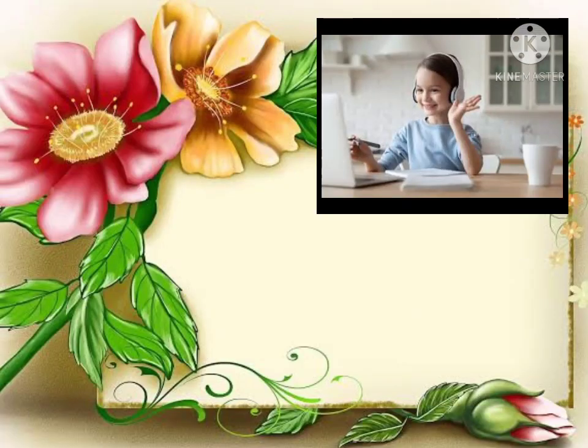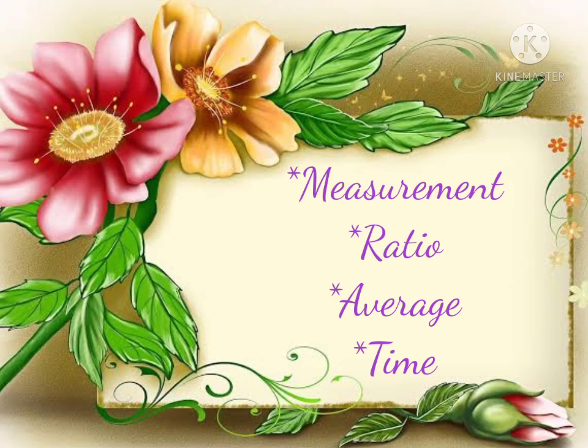Today, a revision class for FA 2. See here is a portion. We have 4 chapters for the FA 2 exam: measurements, ratio, average, time. These 4 chapters are the FA 2 portion. In this video, I will explain the ratio and average chapters. Why? Because these two chapters are very simple. That's why I am telling these two chapters first. The next videos, measurements and time, I will send.